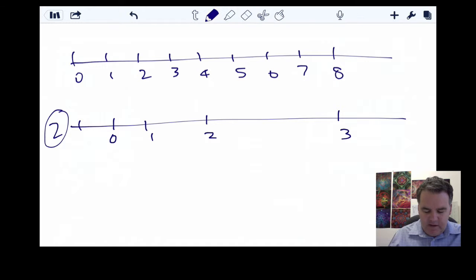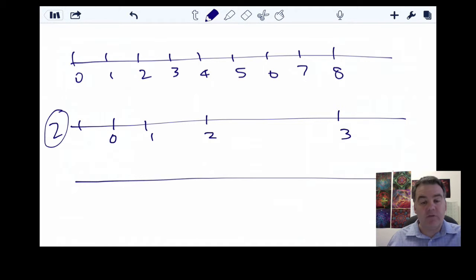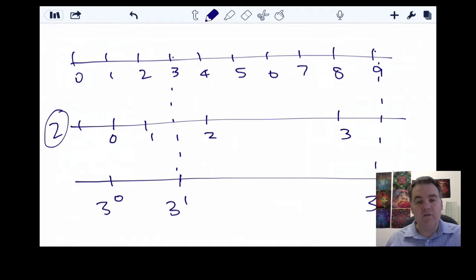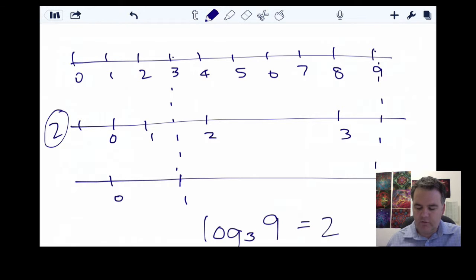Let's do the same thing. Let's say that we take a number line here, and this is my base 3 number line. Notice 3 to the power of 0 is 1. 3 to the power of 1 is 3. And 3 to the power of 2 is 9, right? So again, if I know this is my base 3 number line, I'll just get rid of those 3's, and there's my logarithmic scale there for base 3. Now I could say the logarithm on the base 3 number line of the number 9 is 2.